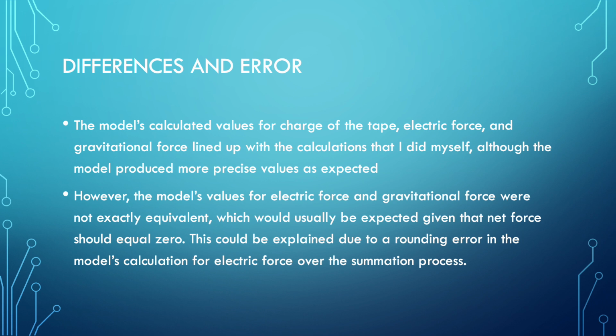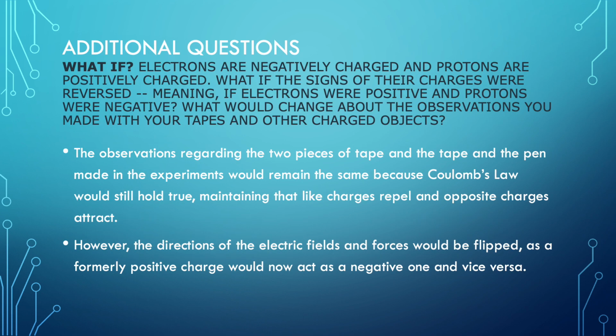If the signs of electrons and protons were flipped, the observations that I made in my lab would remain the same because Coulomb's law would still hold true, maintaining that like charges repel and opposite charges attract. However, the directions of electric fields and forces would be flipped, as a formerly positive charge would now act as a negative one, and vice versa.